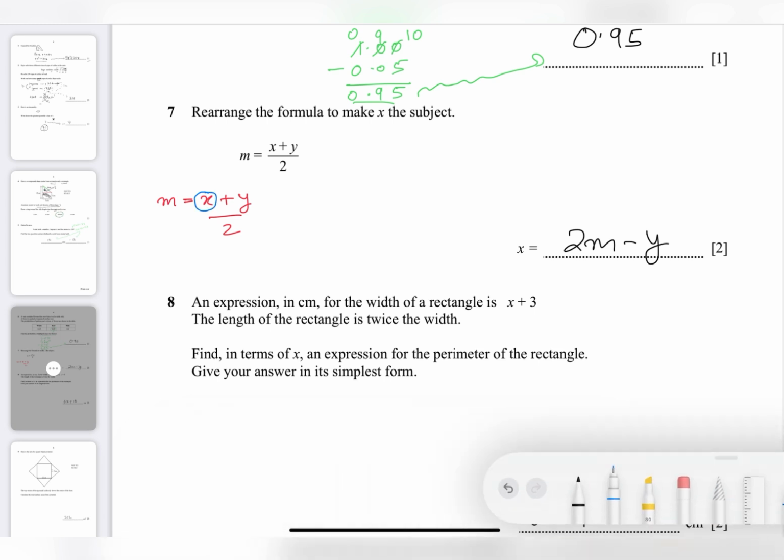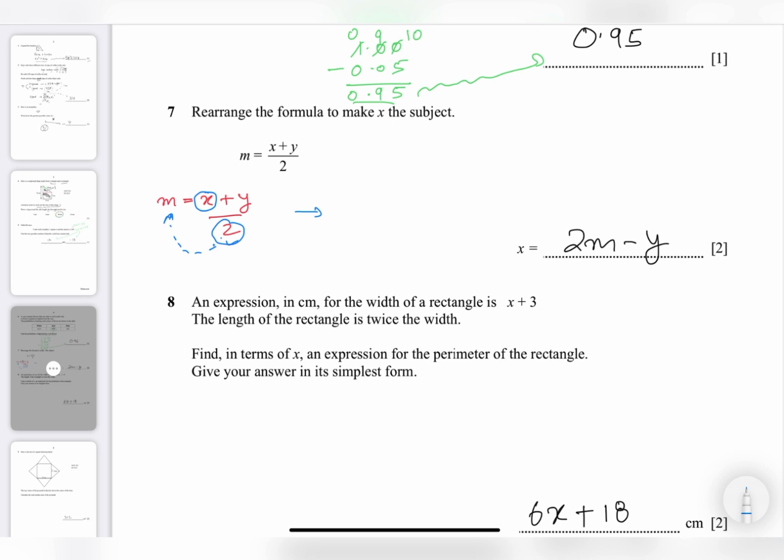Now send every other variable or number to the other end. We'll start with 2. So if 2 goes first, don't send y first. First we have to send 2 because it is in division, right? So it will go first. It will become multiplication. So we will remain with 2 times m. As the side changes, the sign also changes. So it would be 2 times m equals x plus y.